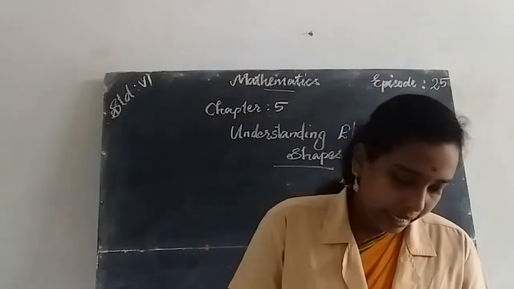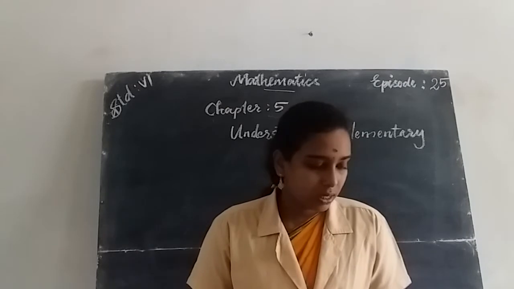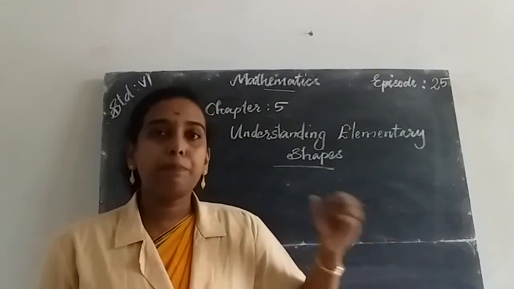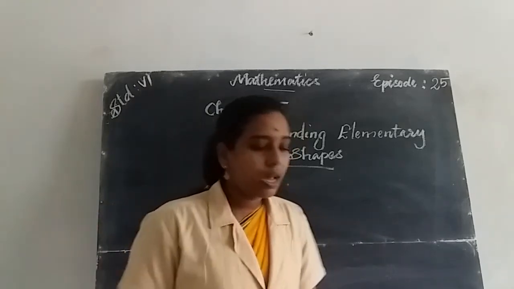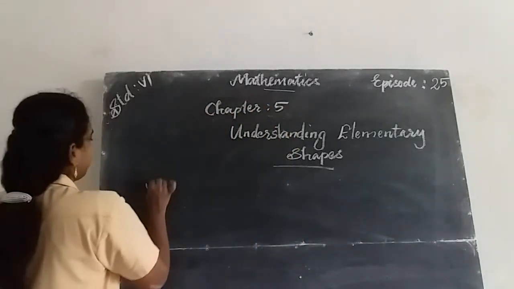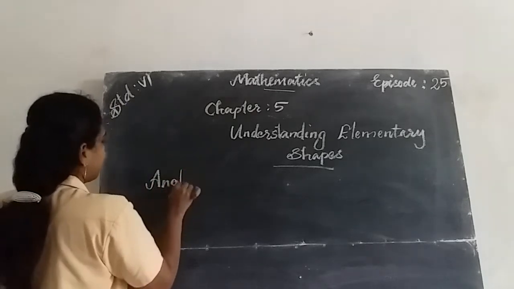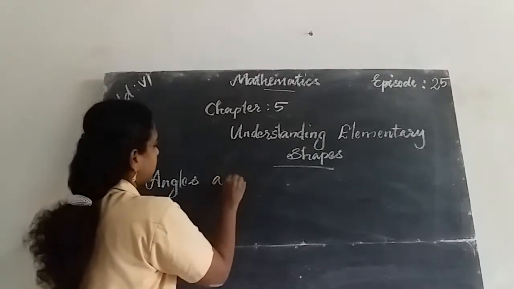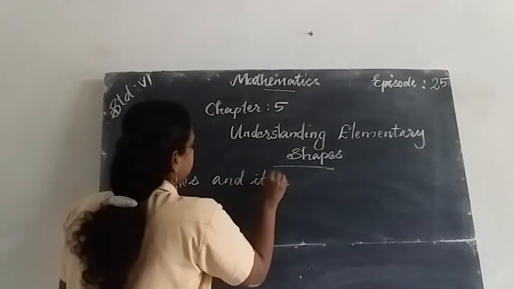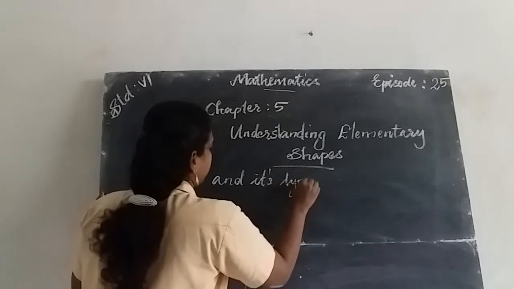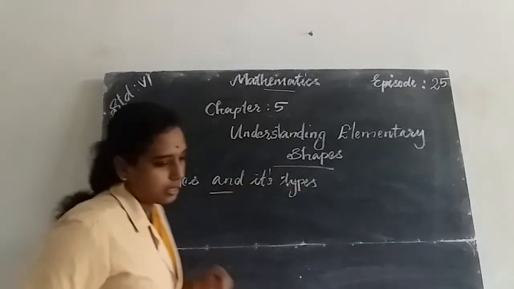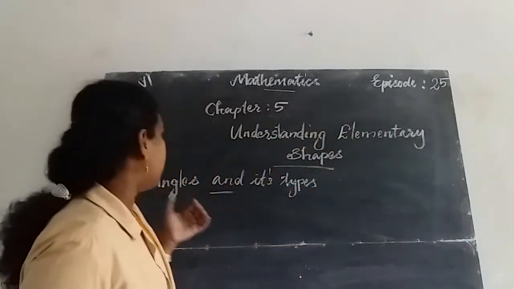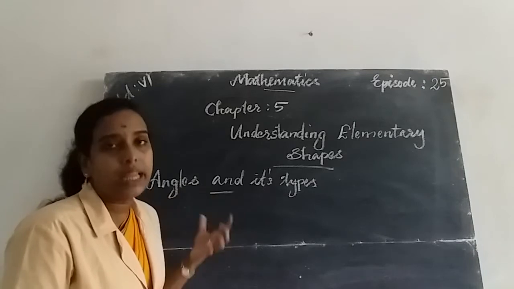In this chapter we are going to study angles and their types, triangles and their types, and polygons. First, angles and their types. We have studied angles in our previous chapter, and in this chapter we study different types of angles. Based on the degrees, angles can be classified into three types.